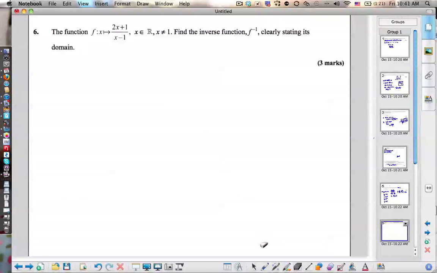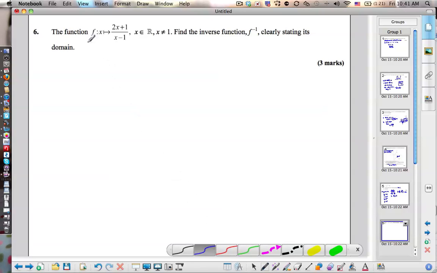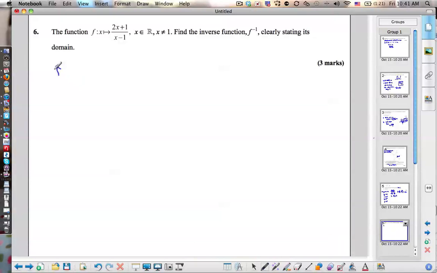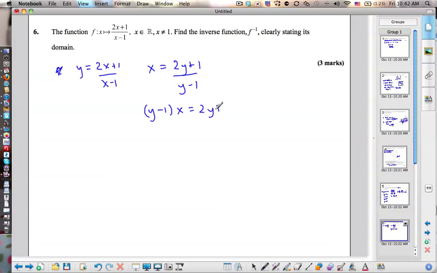Number 6, find the function. This rational function right here, find its inverse and clearly state its domain. So if y equals 2x plus 1 over x minus 1, then for the inverse, you switch x and y, so x equals 2y plus 1 over y minus 1. We have y minus 1 times x equals 2y plus 1. Distribute the x, we get xy minus x equals 2y plus 1. Add the x and subtract the 2y, we get xy minus 2y equals x plus 1. Factor out a y, we get x minus 2.